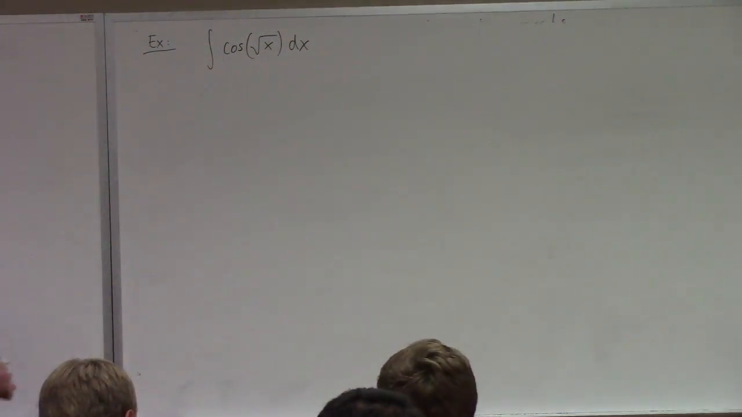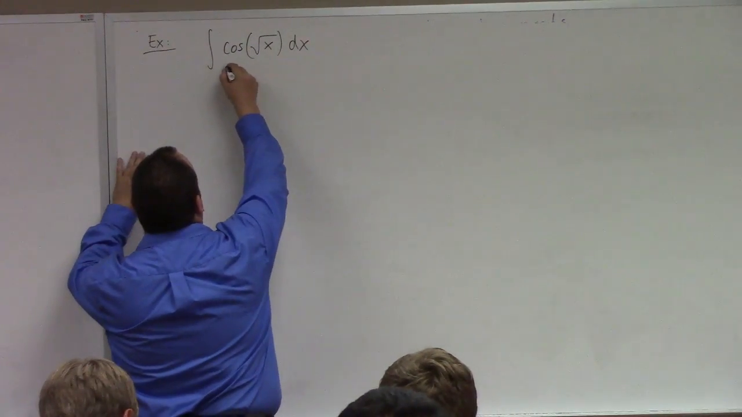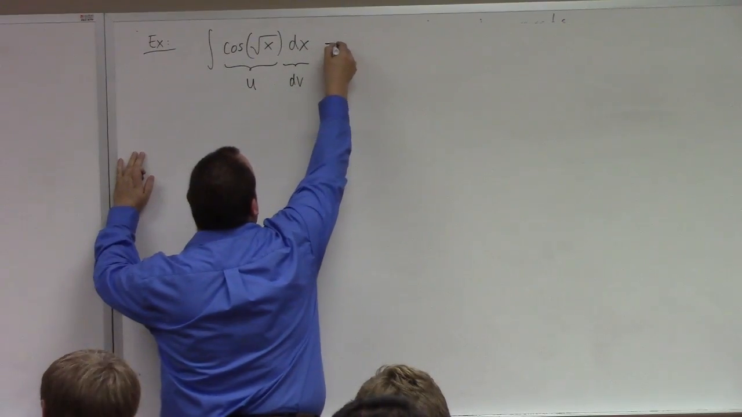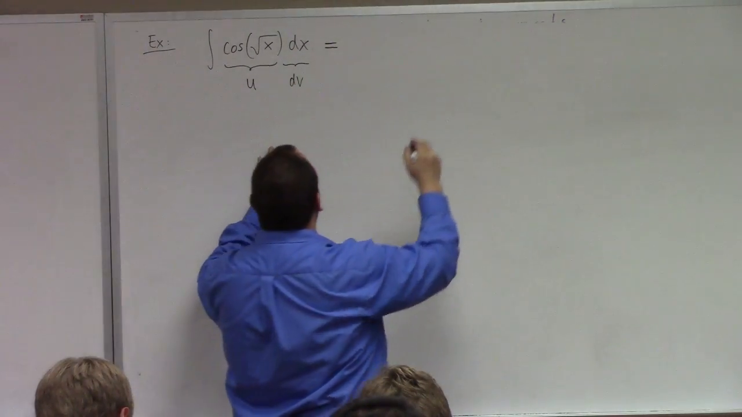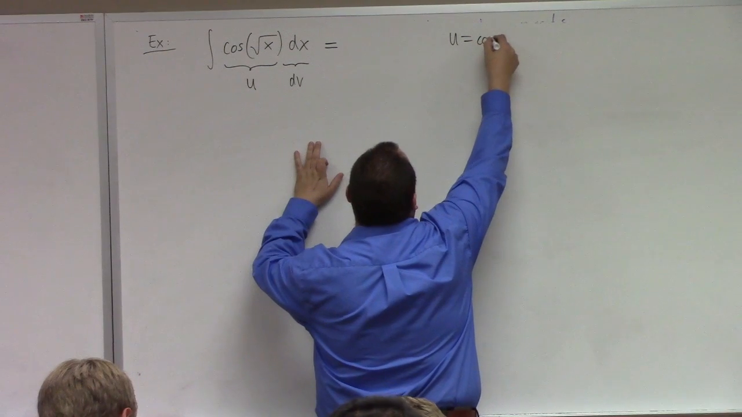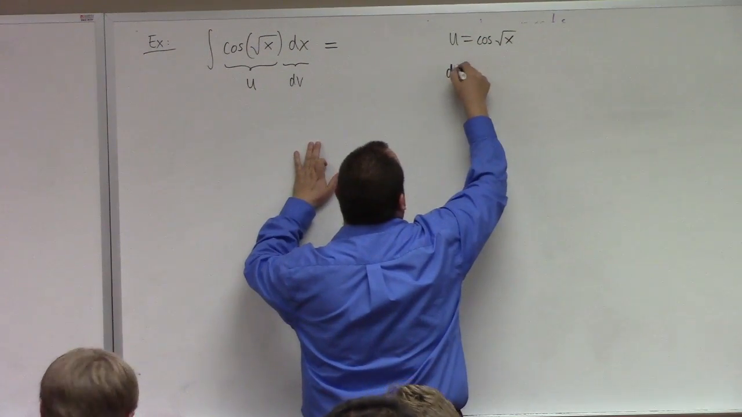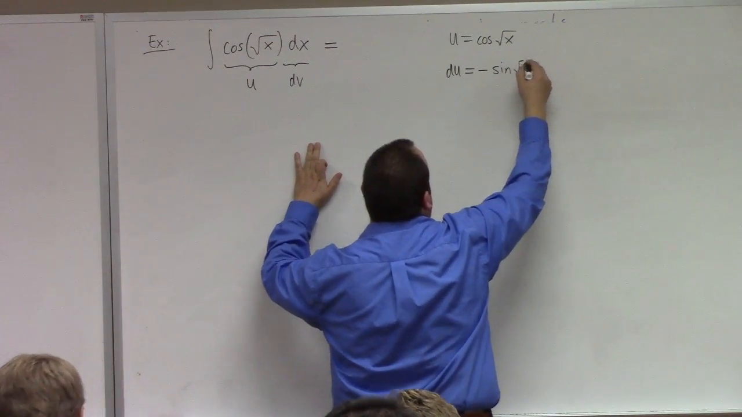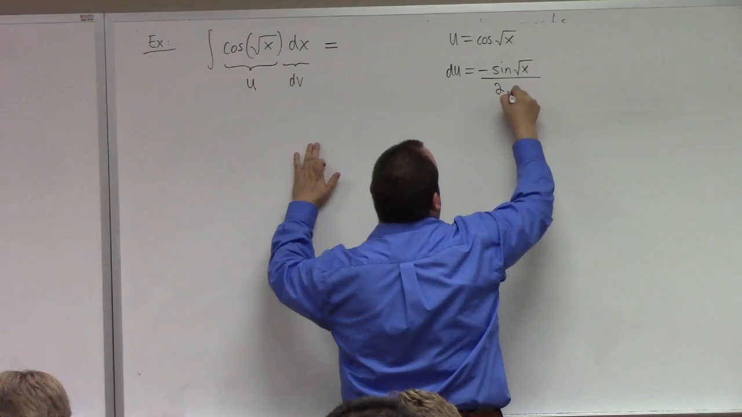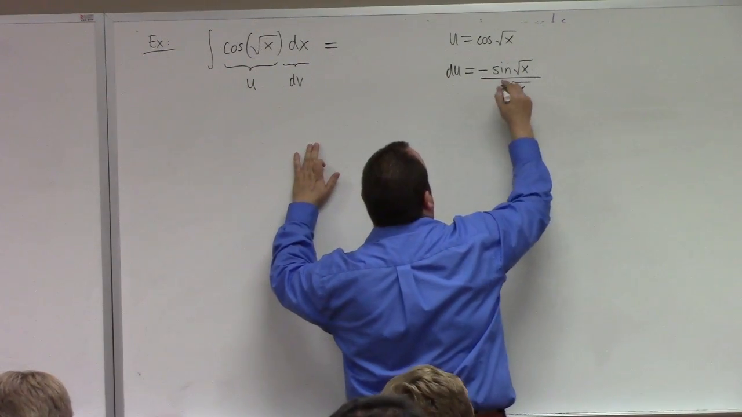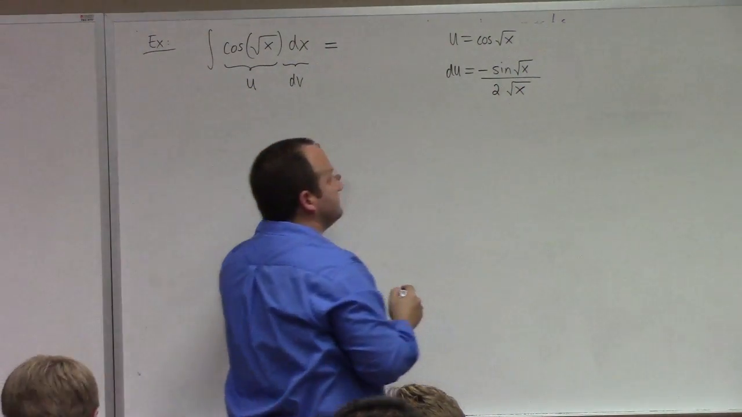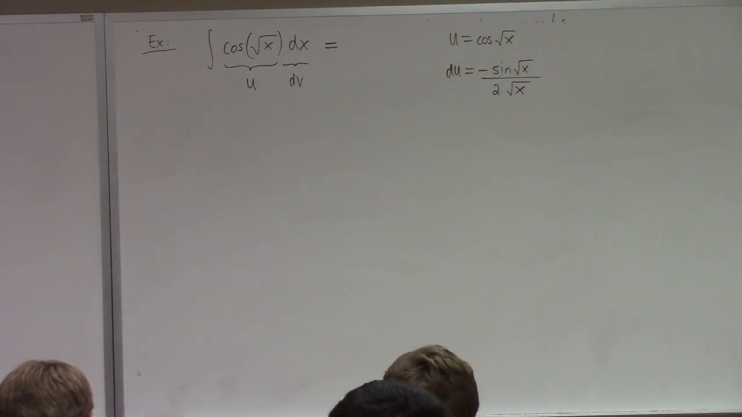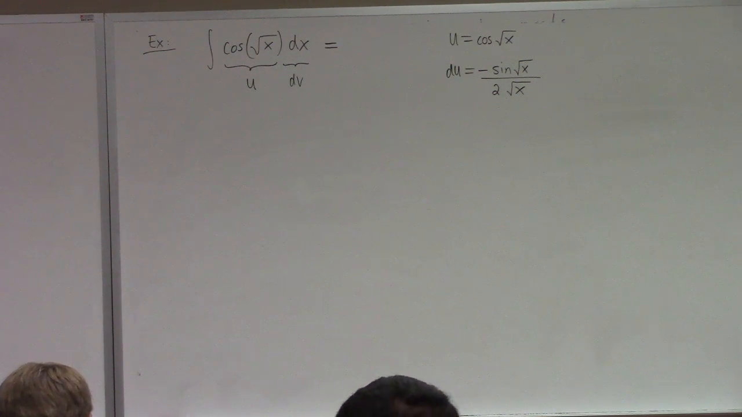I think we should let u equal to all of this. And we should let this be dv. Let's see if that works for us. If u equals the cosine of the square root, then du is what? Minus the sine of the square root of x, right? Divided by 2 times the square root of x. Why do I divide by 2 square root of x? The derivative of the square root function is 1 over twice the square root function. It's the chain rule.